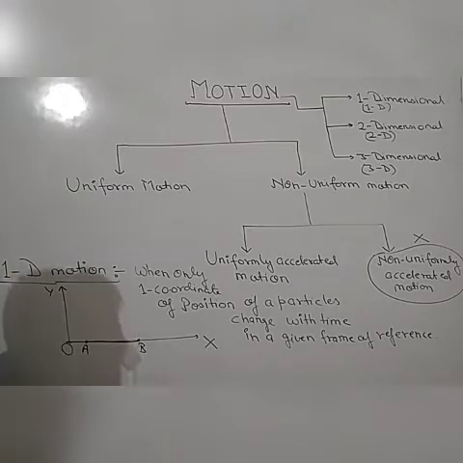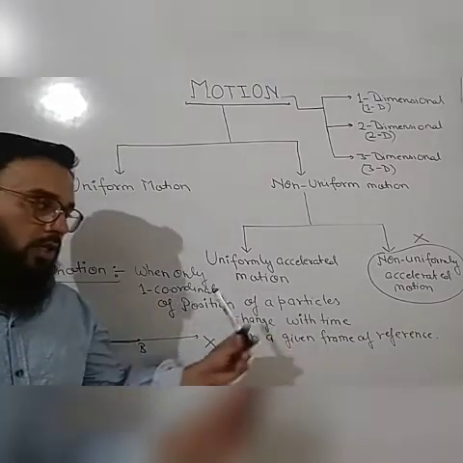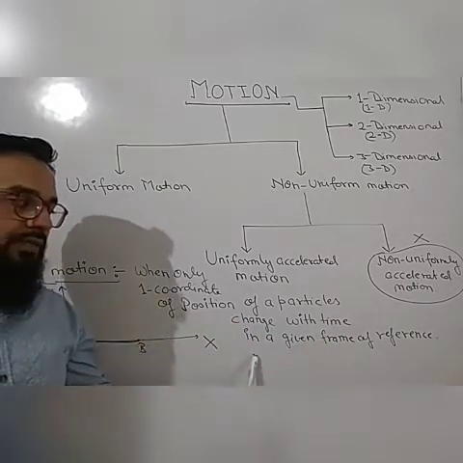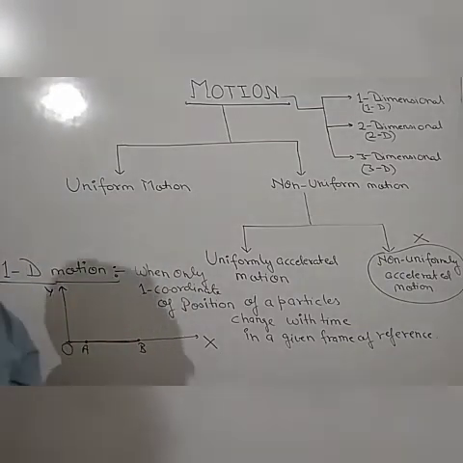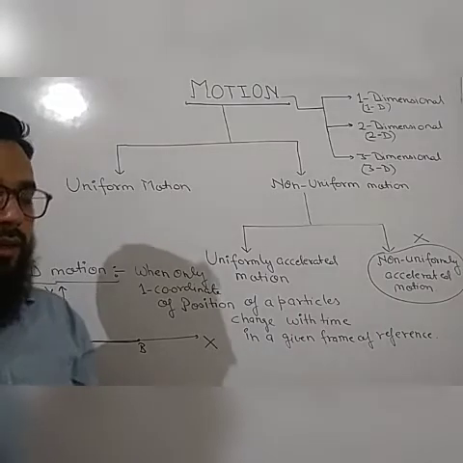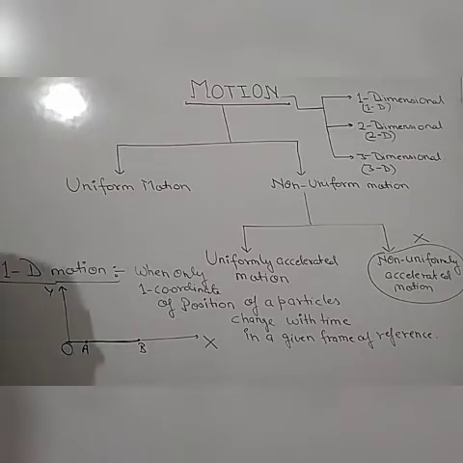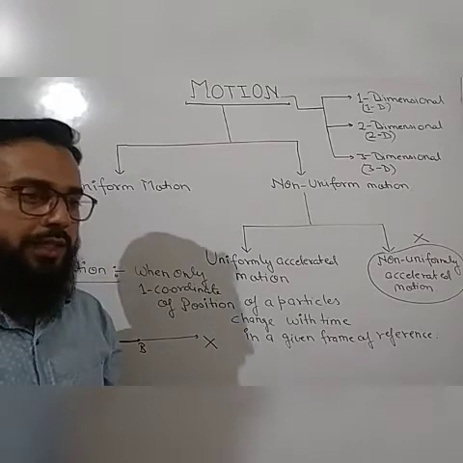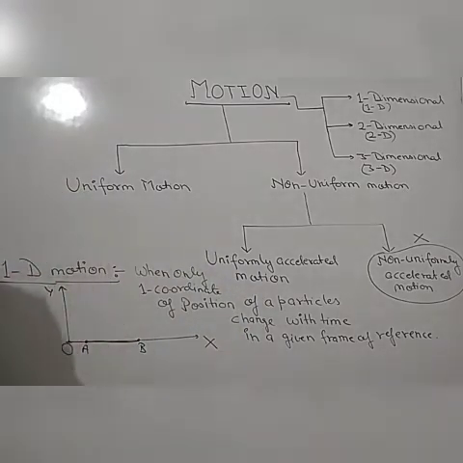Okay, so note down this definition. When only one coordinate of the position of a particle changes with the time in a given frame of reference, then the motion of that particle is said to be one-dimensional motion. Since we have three coordinate axes, x-axis, y-axis, and the third axis is the z-axis, there will be three coordinates. So if out of all three coordinates only one coordinate is changing, then the motion is said to be one-dimensional motion.